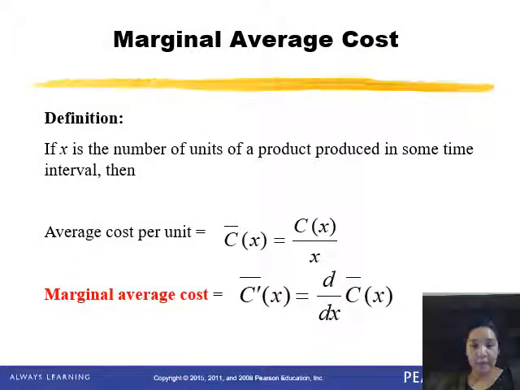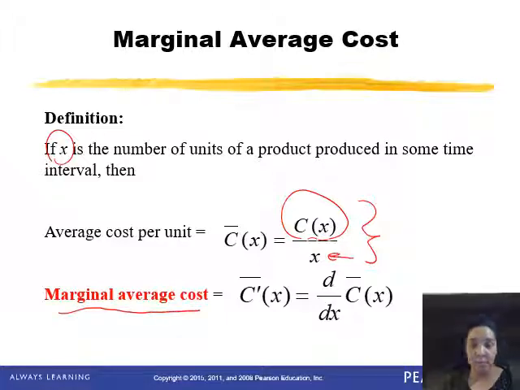All right, so let's take a look at the marginal average cost. So if x is the number of units of a product produced in some time interval, then the average cost is just C of x, the cost, divided by the number of items. But the marginal average cost is just, you take the derivative of that value. So whatever this is right here, you take the derivative of it, dx, and that is your marginal average cost.